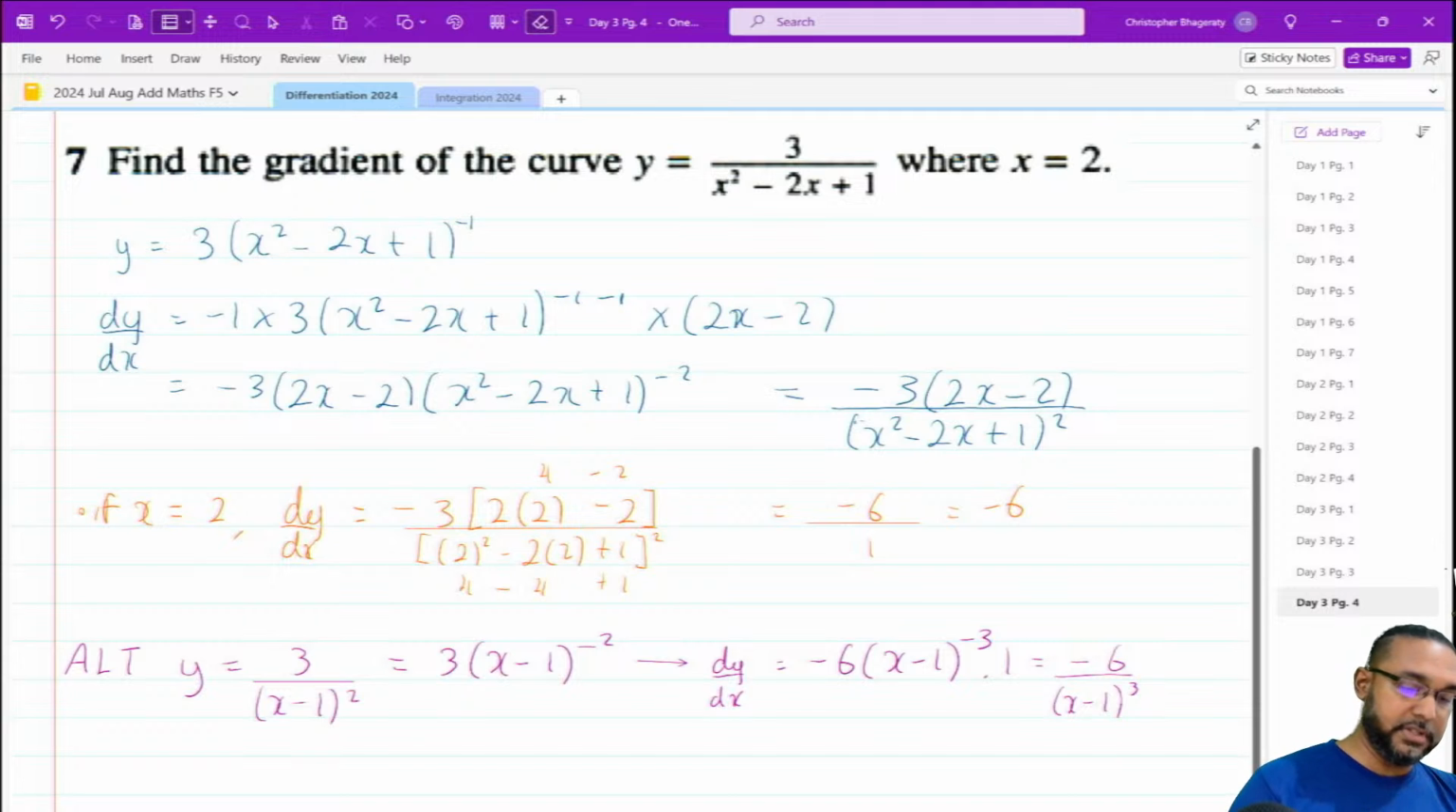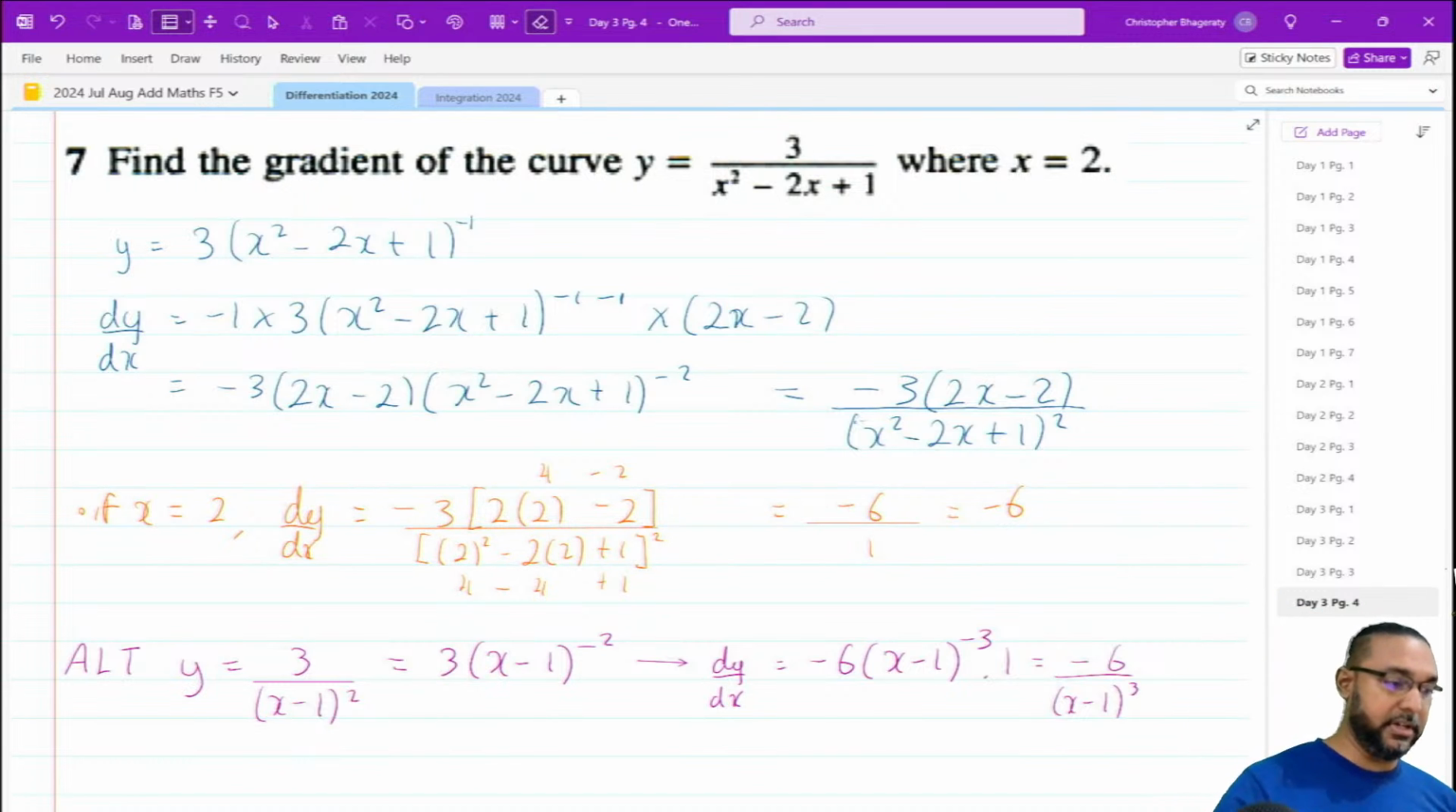Now if you plug 2 inside of here, what's 2 minus 1? 1. 1 cubed is 1. And minus 6 divided by 1 will just give us back minus 6. All right, so you get the same answer any way you take it.